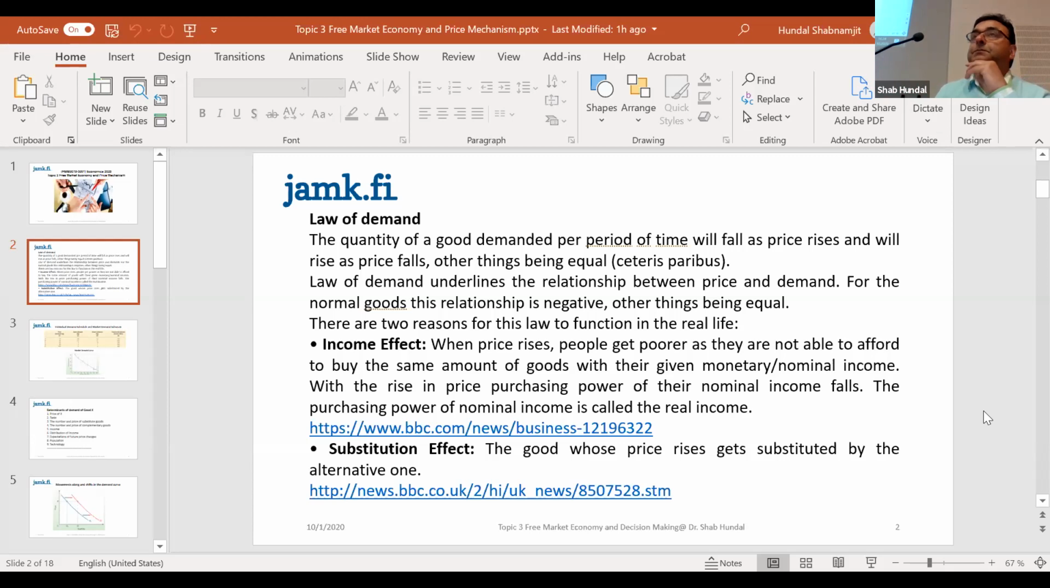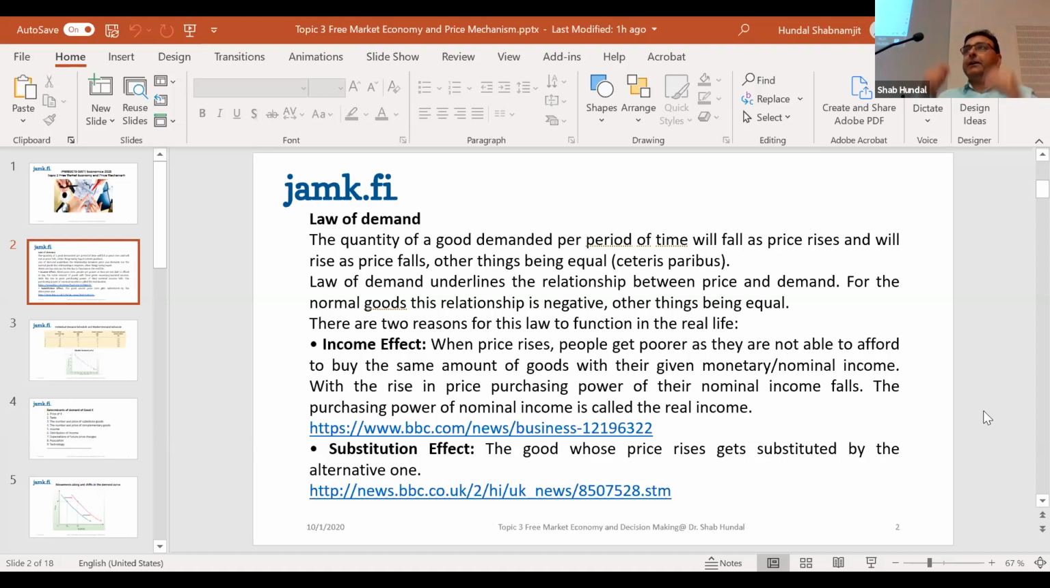We split the effect of price into two parts. And I would give you the evidence, and that evidence is given in the web link which I shared with you. The question is, why when the price goes up does the demand go down, and when the price goes down, the demand goes up? The first factor responsible for this behavior is the income effect.